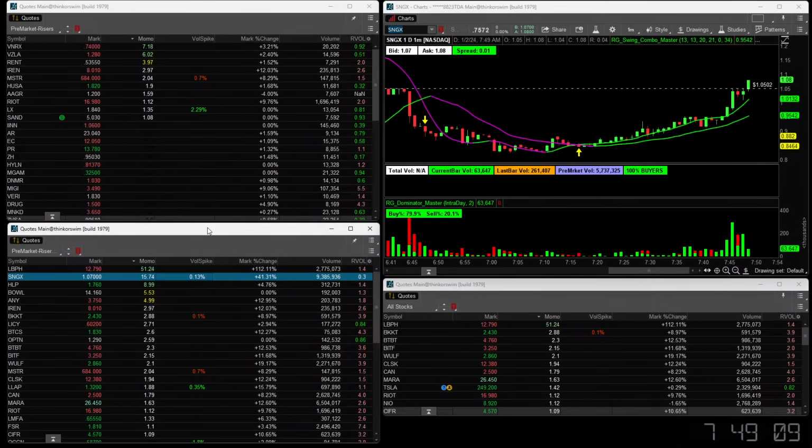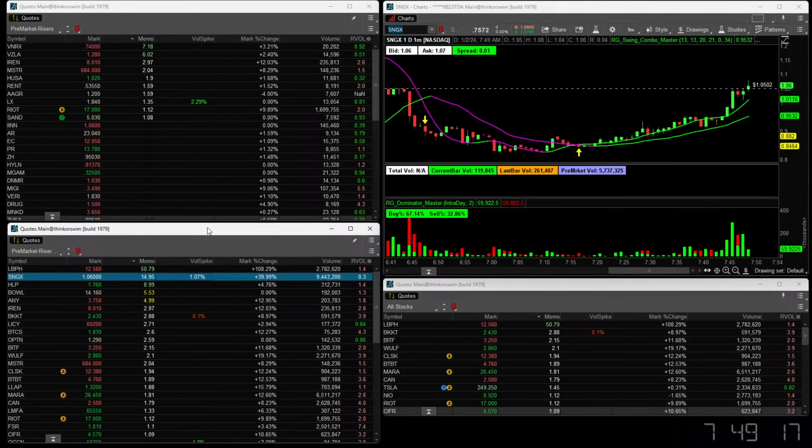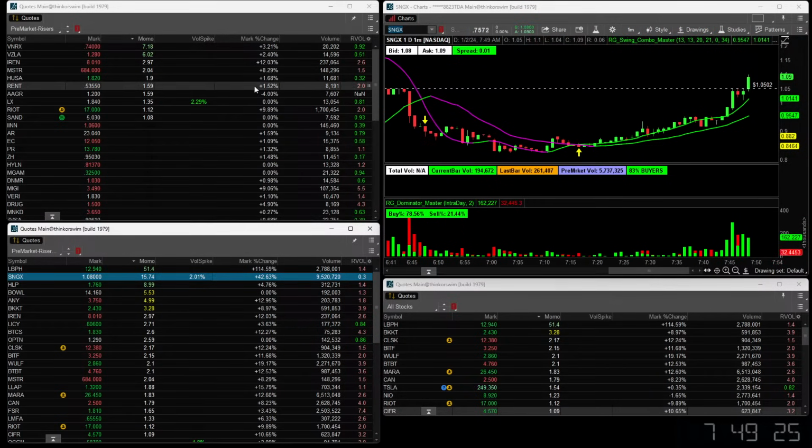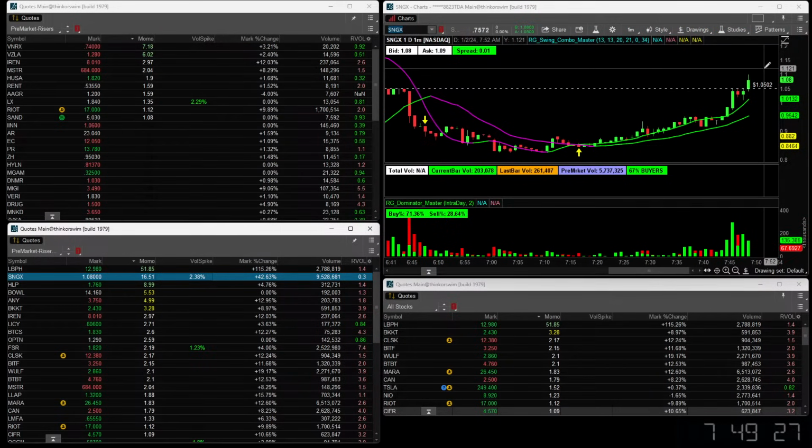SNGX broke through resistance. It's going to have to run up and set a new support level for me to be interested in it, and it's kind of a cheaper stock. I probably won't buy it. Let's see if we get another resistance level up here, and let's see if this one becomes support.